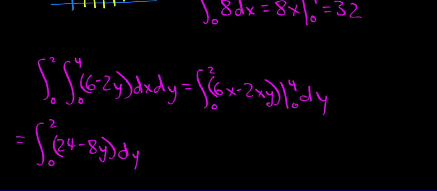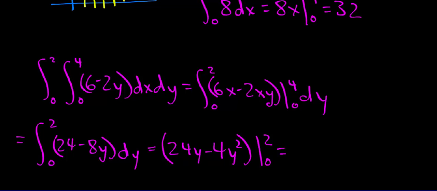Okay. Now let's see what we get here. We get 24y minus 4y squared from 0 to 2. And that's going to be 48 minus 16. What's that going to be? 32? Hot dog. Man, I was hoping that would come out the same, because if it didn't, I would have messed up.